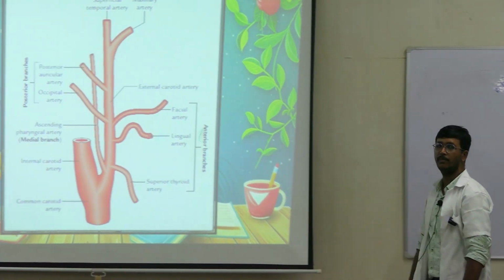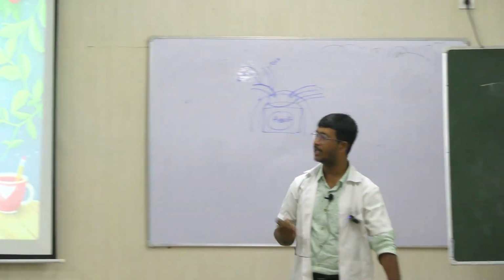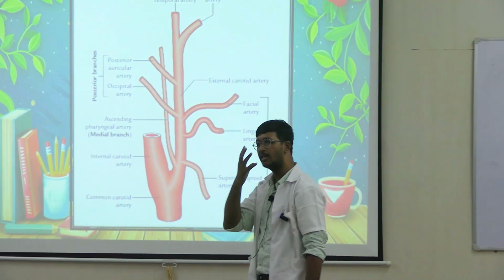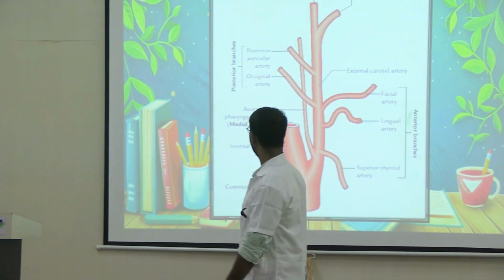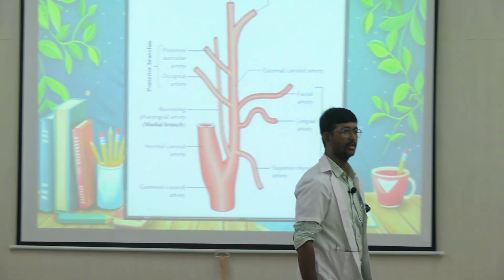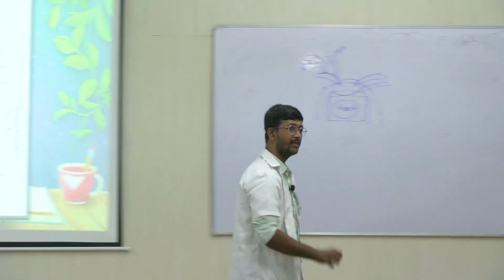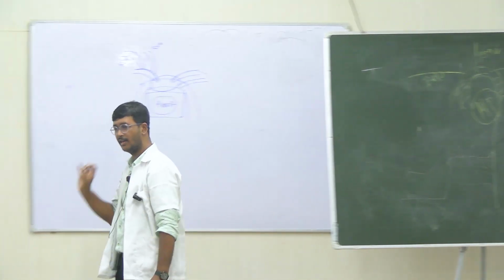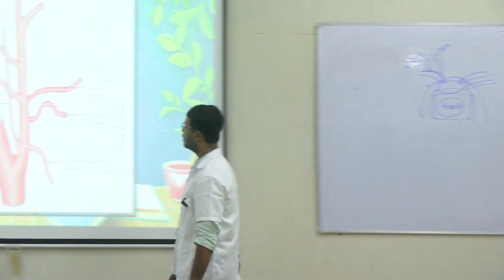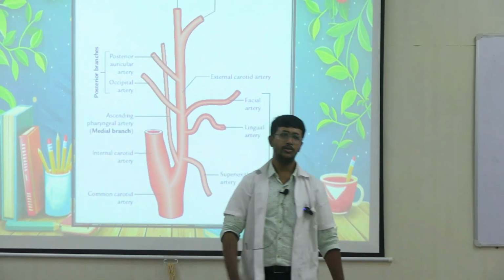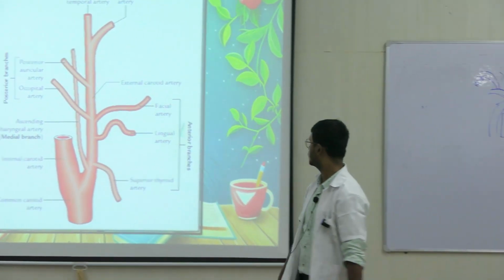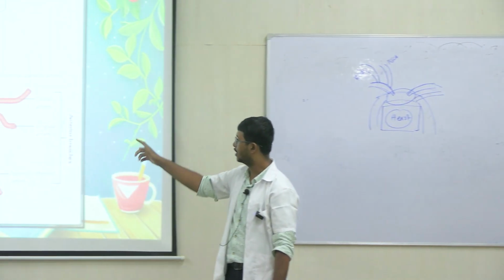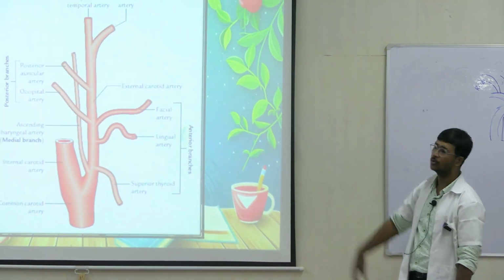Now coming to the individual branches. The external carotid artery will give certain branches to supply your face and neck region. What are these branches? There are a total of 8 branches. In the name external, you will find 8 letters: E, X, T, E, R, N, A, L. Similarly, there are 8 branches. 3 are anterior branches, 2 posterior branches, 1 medial branch, and 2 terminal branches.